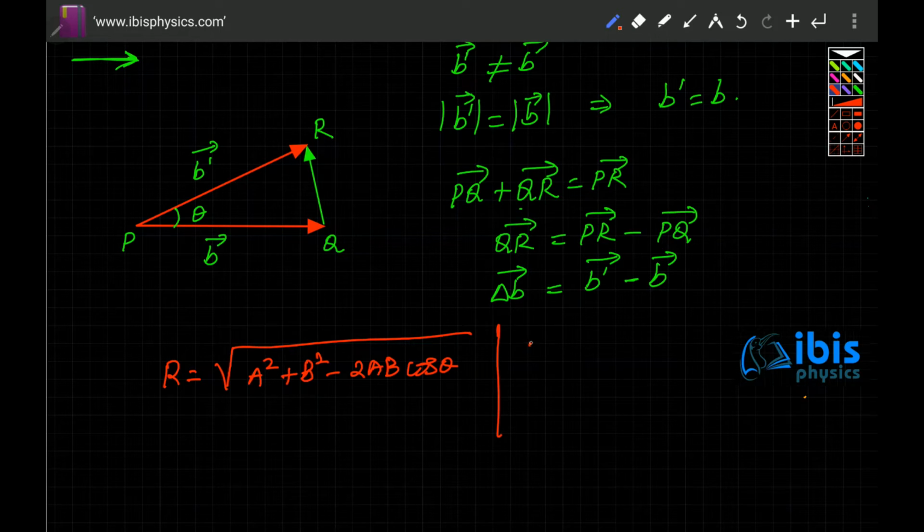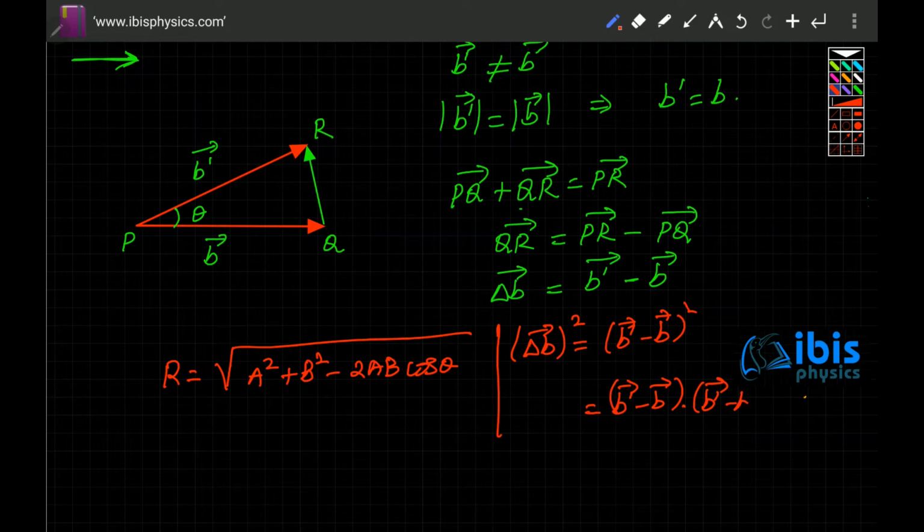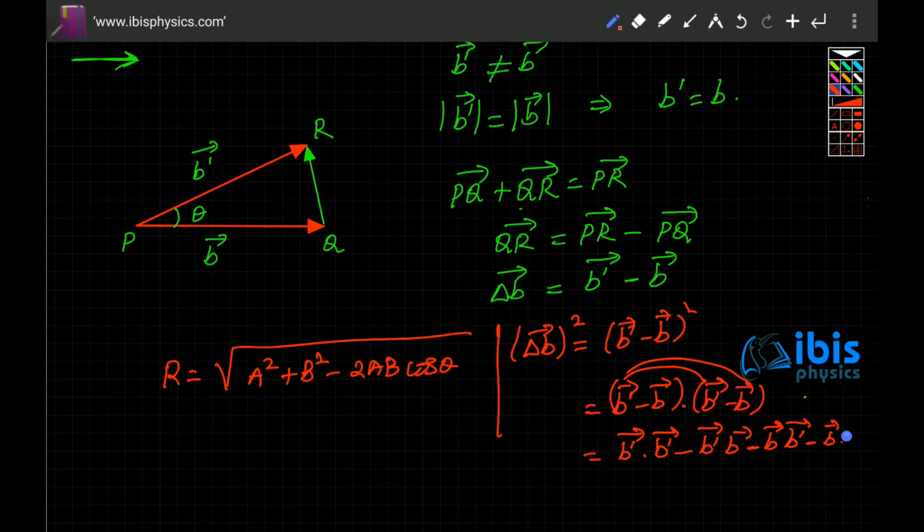How is that done? So delta b whole square is equal to b prime vector minus b vector whole square. That means that b prime vector minus b vector dot b prime vector minus b vector. So when you do this, b prime dot b prime, minus b prime vector into b vector, I mean these two multiplications and these two multiplications, minus b vector b prime vector, minus b prime b vector, plus b vector into b vector.